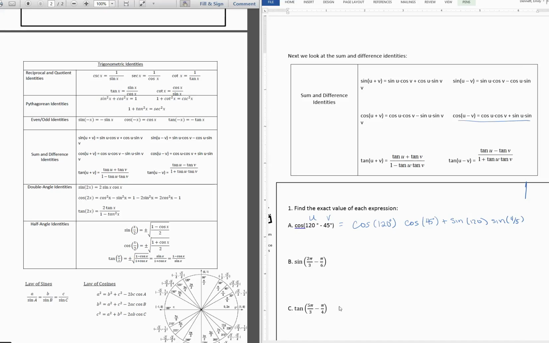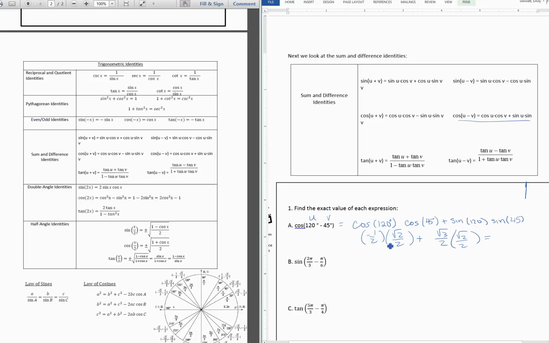So let me pause. Okay, so cosine of 120, remember, is the x value. So we'd look at 120 degrees. So it would be negative 1/2. Cosine of 45 is square root of 2 over 2. Plus sine of 120 is square root of 3 over 2. And that shouldn't say 4/5, it should say 45. Sine of 45 is also square root of 2 over 2.